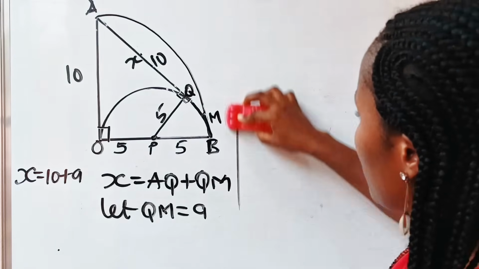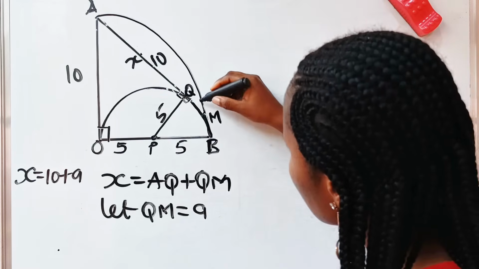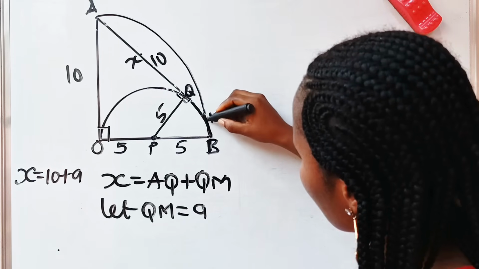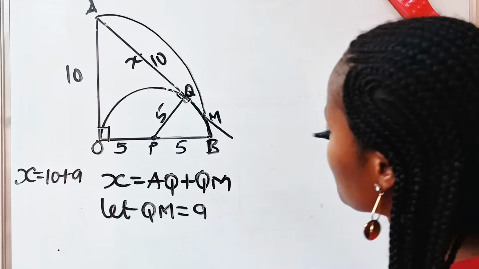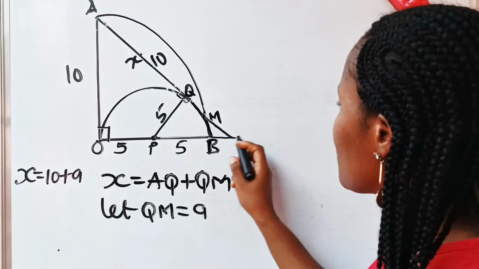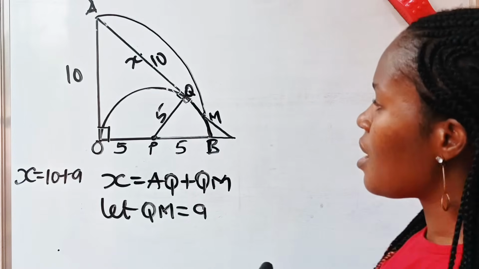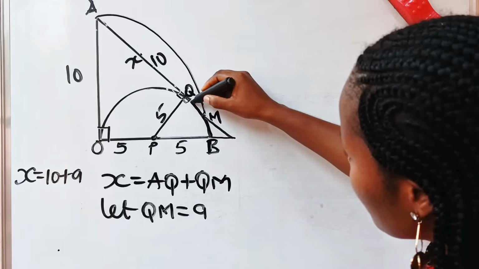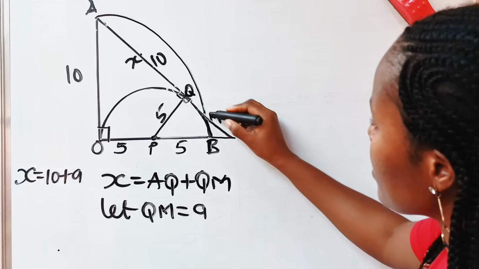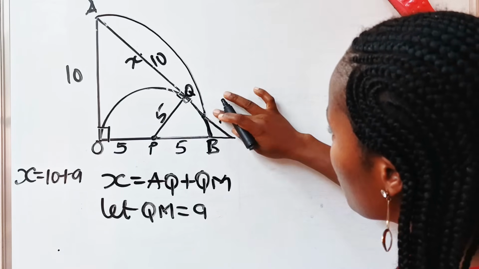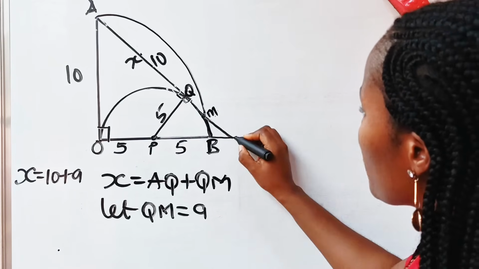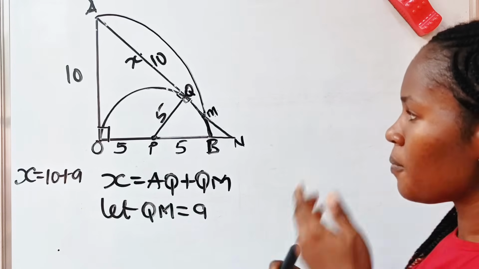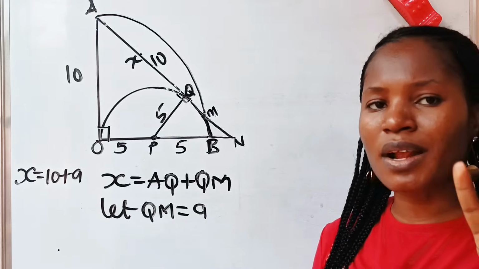Now, let us extrapolate. If we increase this line from here to this point, and this one, if we complete it like this, please pardon my drawing, because this is a straight line coming from here down, remember that this point is our point M. Now if we call this N, now we have two similar triangles.